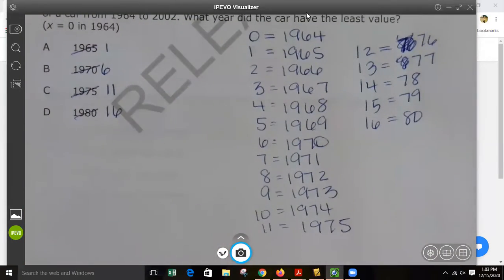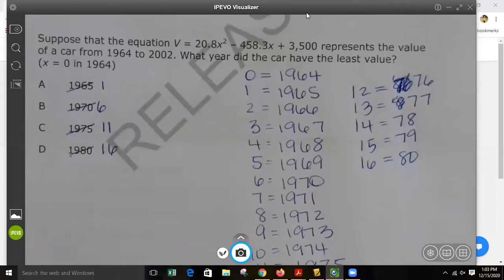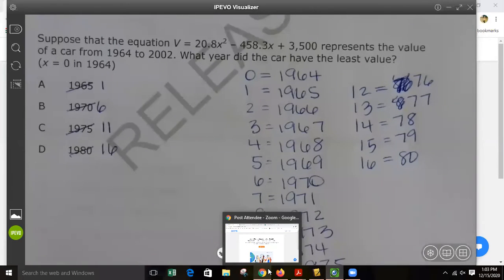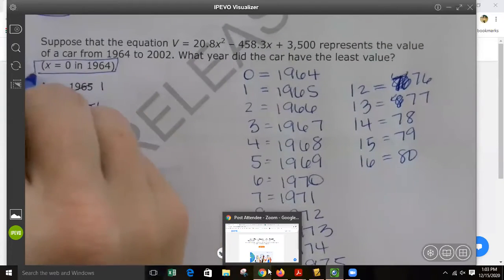It wants to know when I plug in X, which one gives me the littlest amount. The littlest amount. And you can do this on Desmos or you can do it in your regular calculator. So I'll show you on Desmos how it works. But I just wanted you to know where I got those numbers from so you didn't think I was crazy. They try to trick you on that.